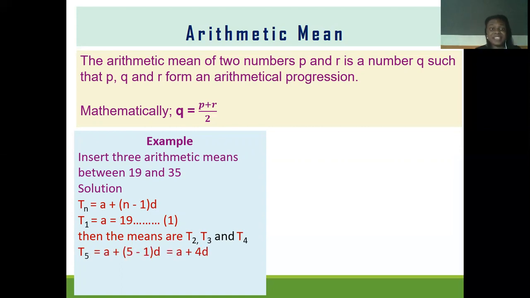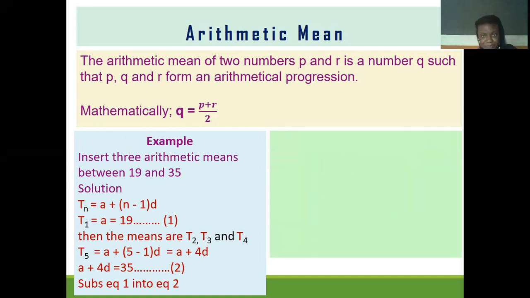But T5 is A plus (5 minus 1) D, right? So 5 minus 1 is 4, so T5 is also A plus 4D. Now that simply means that since T5 is 35, A plus 4D is also 35. Now we have two equations. Follow me, we have two equations now. So we are now going to substitute equation 1 into equation 2. Wherever you see A, you're going to be putting 19 now. So we have 19 plus 4D equals 35.